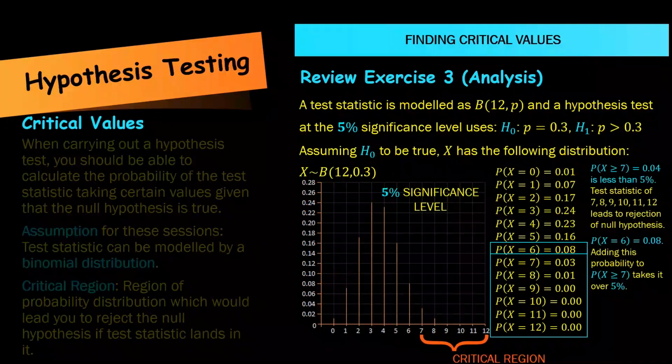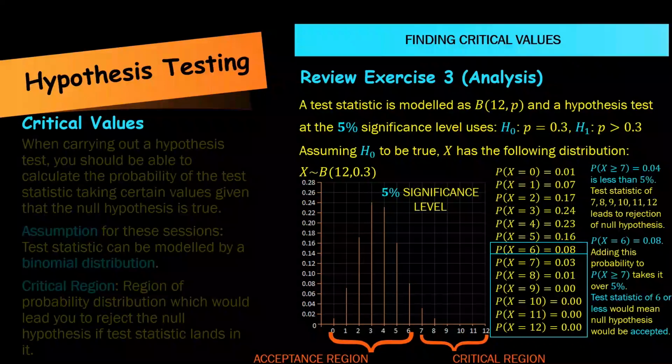This means that the values from 7 to 12 all lie in the critical region. So a test statistic of 6 or less would mean that the null hypothesis would be accepted. And this region here is called the acceptance region. The critical value is 7.